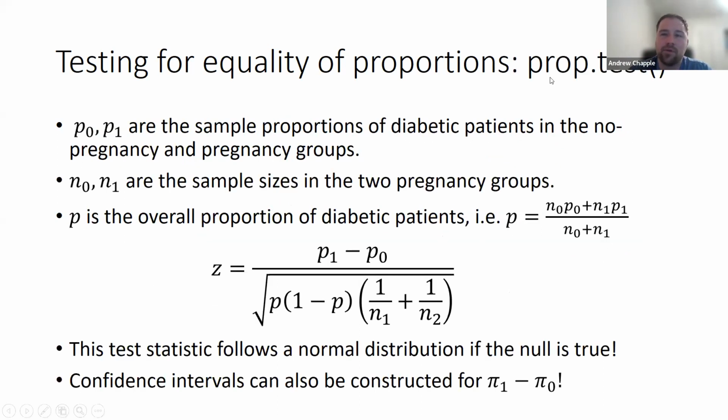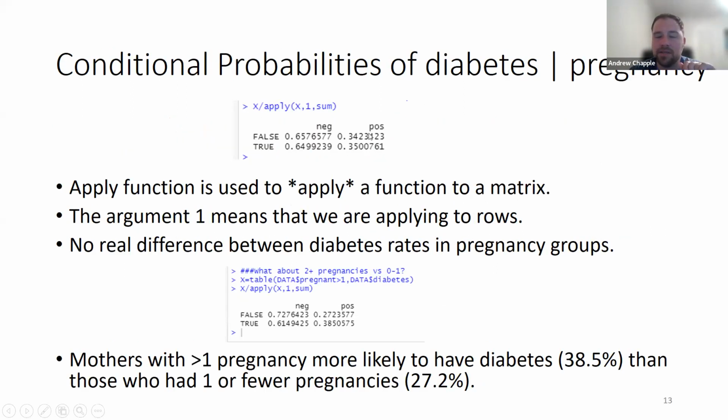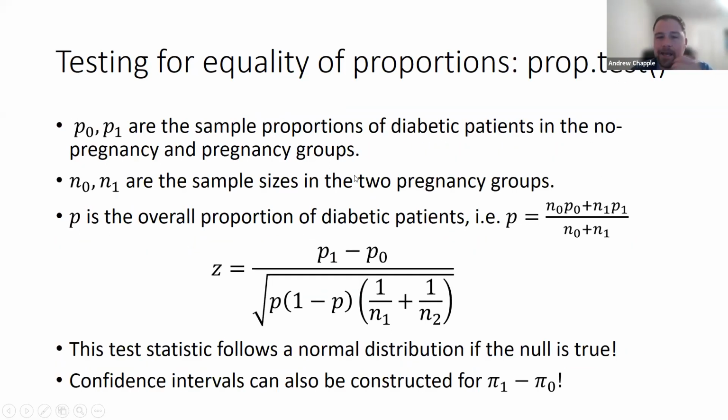So I can do this with prop.test, but I just want to show you the formula. Here, P0 and P1 are the sample proportions in the no-pregnancy and pregnancy groups. Just looking at the numbers, P0 would be 0.34, P1 would be 0.35. And then I've got P here. This is just a combined probability, overall, ignoring pregnancy status. What is the diabetic proportion? And N1 is the sample size in those that had kids, and N2 is those that didn't have kids.